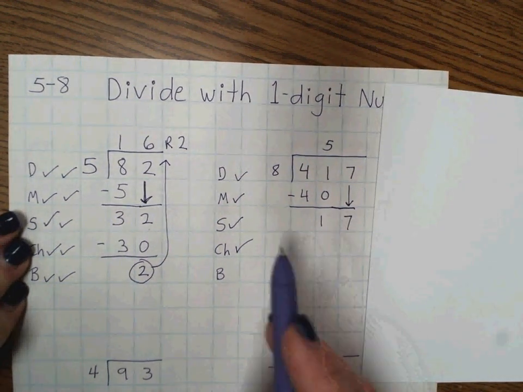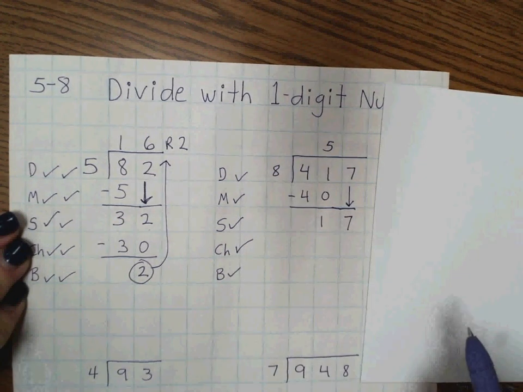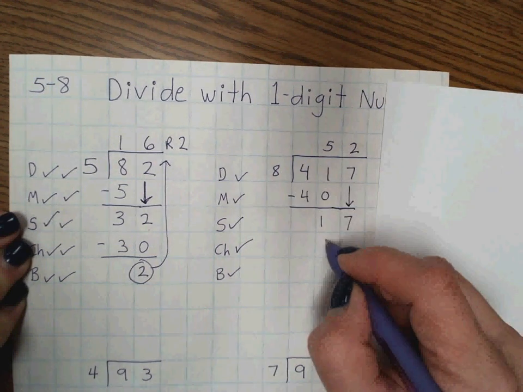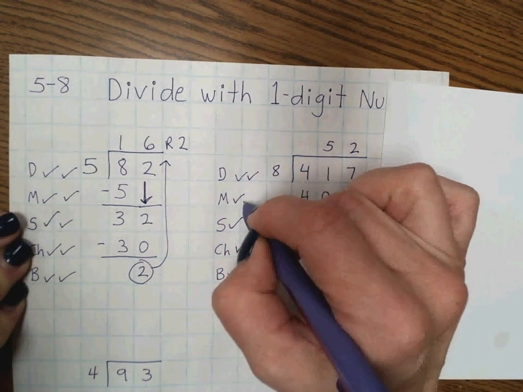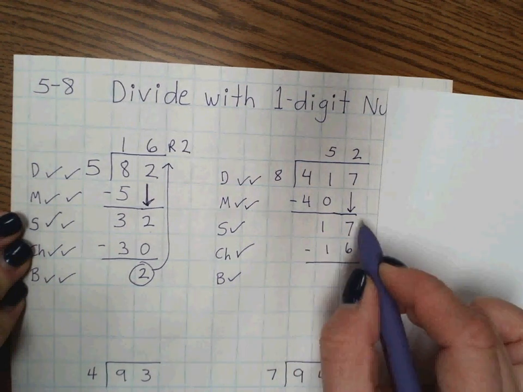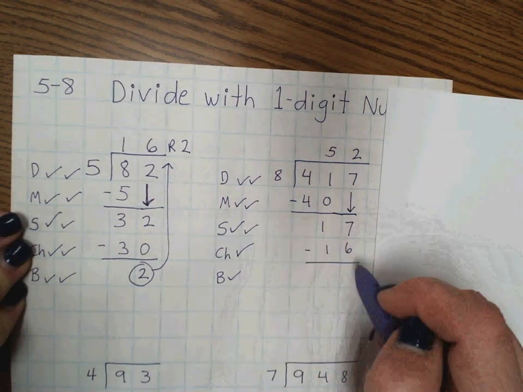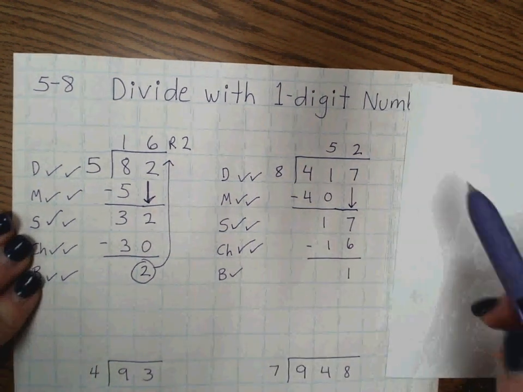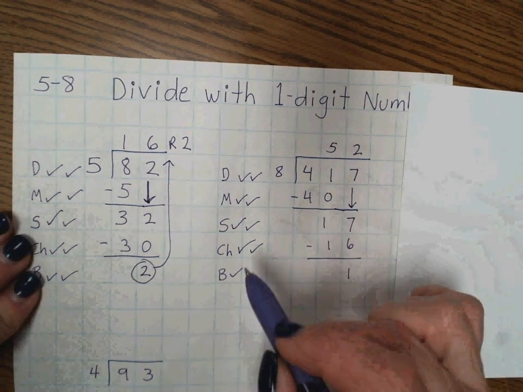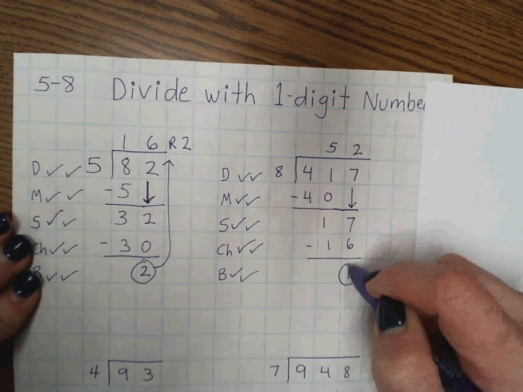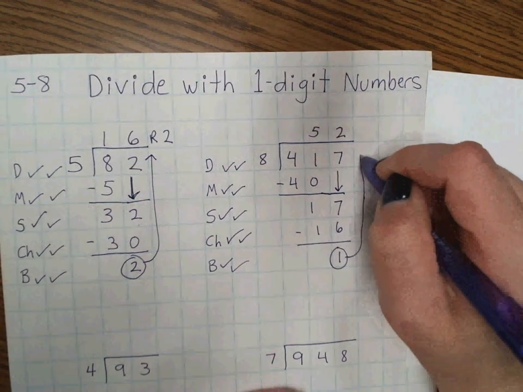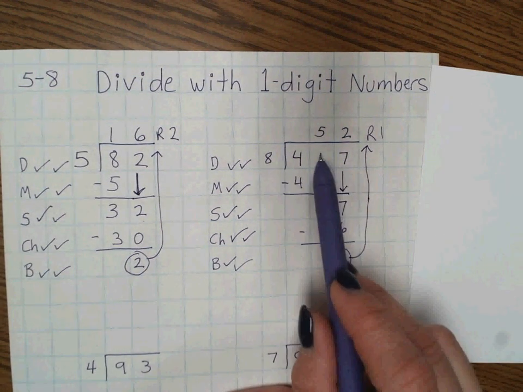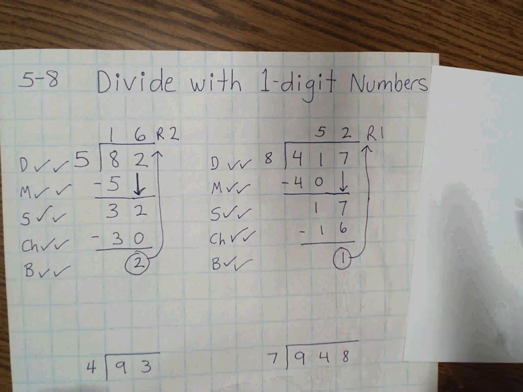So now I've got 17 divided by 8. And I know the closest I can get would be 2 times. So 2 times 8 is 16. So I divided, I multiplied, now I'm going to subtract. 17 minus 16 is 1. I check to make sure that 1 is less than 8. I have no other digits to bring down, but I do need to bring up my remainder. So 417 divided by 8 is 52, remainder 1.